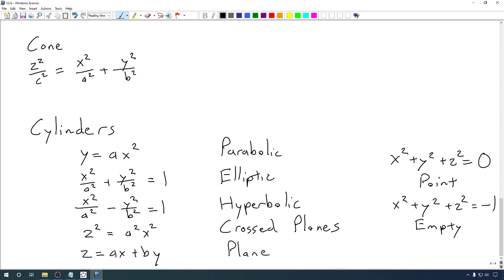But for now, there's not really too much more to go into. We're just getting an idea of what surfaces are possible. So hopefully that's been helpful, and I'll see you in chapter 13 when we actually start talking about curves in three-dimensional space. So I'll see you there.